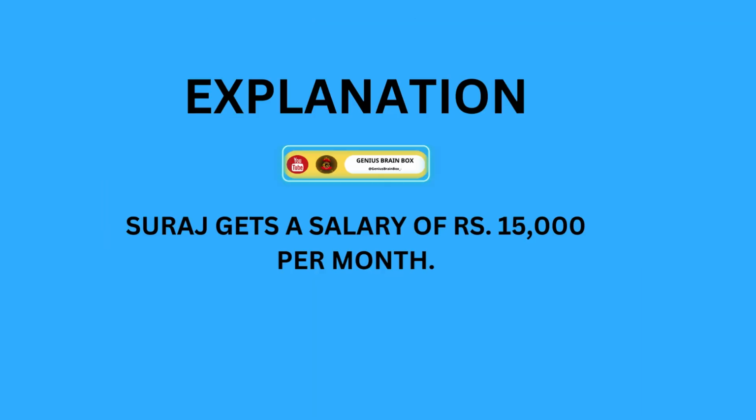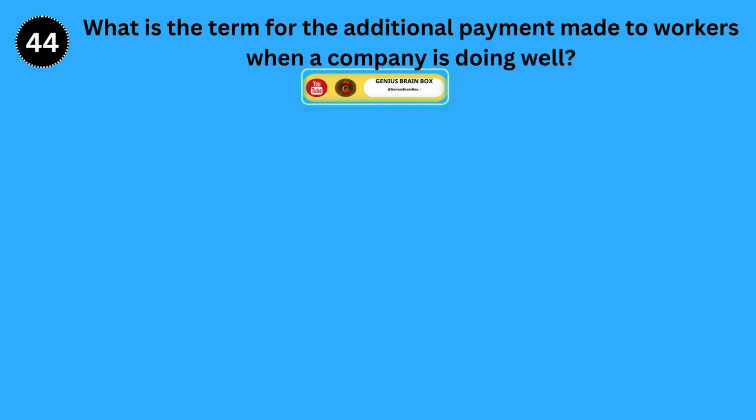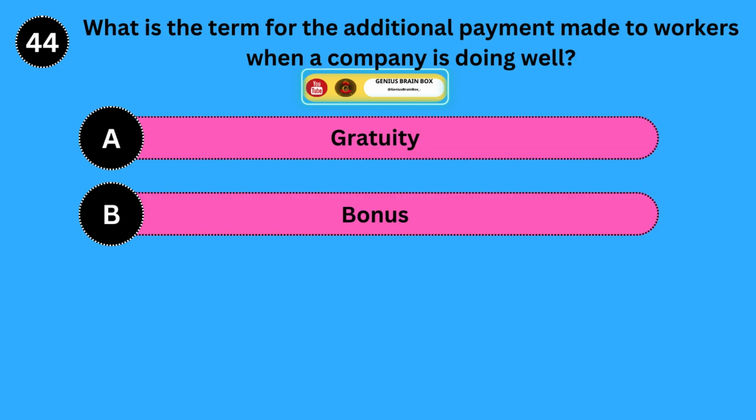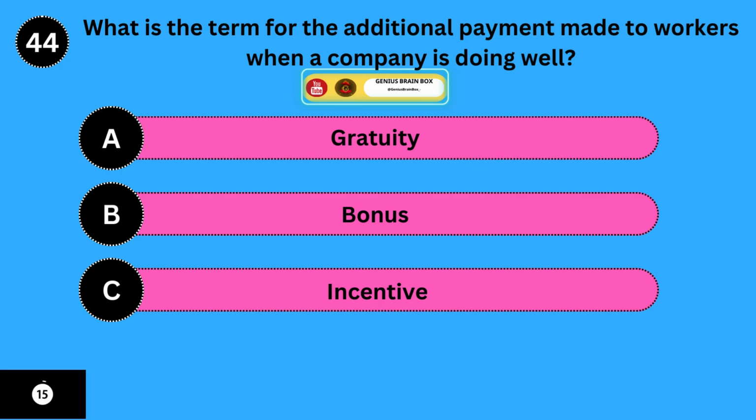Explanation. Suraj gets a salary of 15,000 rupees per month. What is the term for the additional payment made to workers when a company is doing well? Option A, gratuity. Option B, bonus. Option C, incentive.